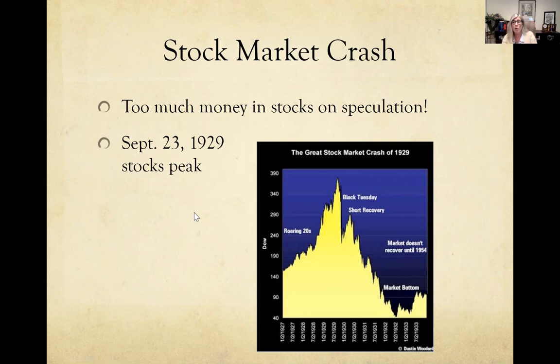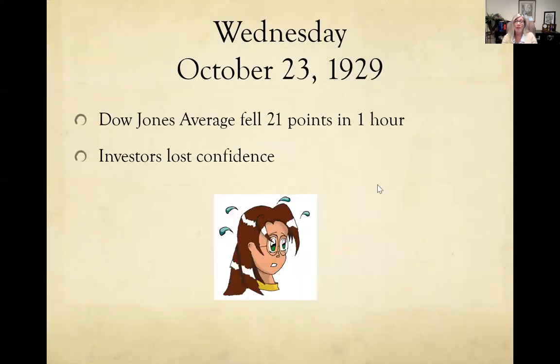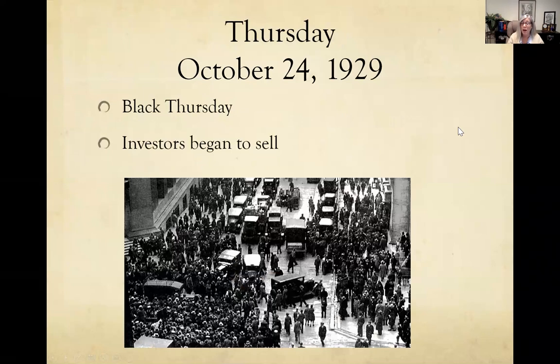All right, so if stocks were at their peak last week of September 1929, by the last week of October, we start to see some trouble. The Dow Jones average fell 21 points in 1 hour. So the average prices are dropping that much in 1 hour. So this is on a Wednesday. So people are getting a little nervous. So they watch a little more closely what's happening on Thursday, October the 24th.